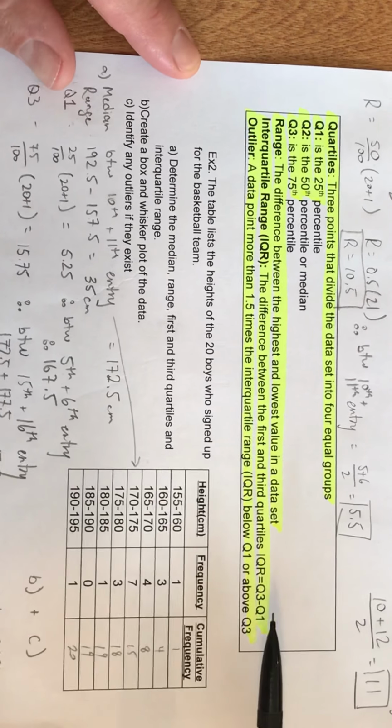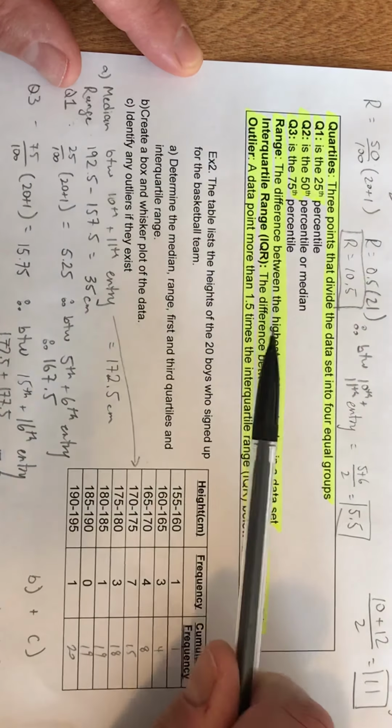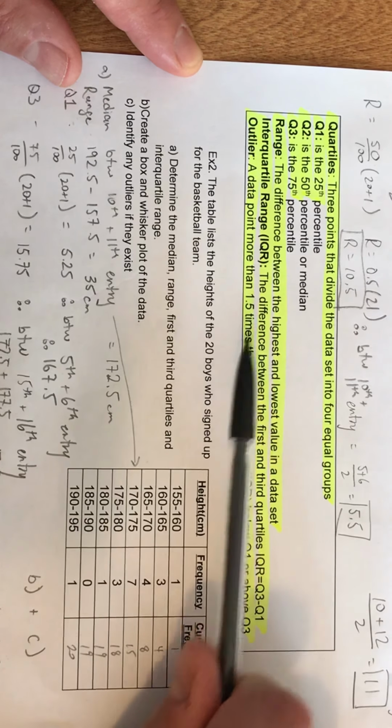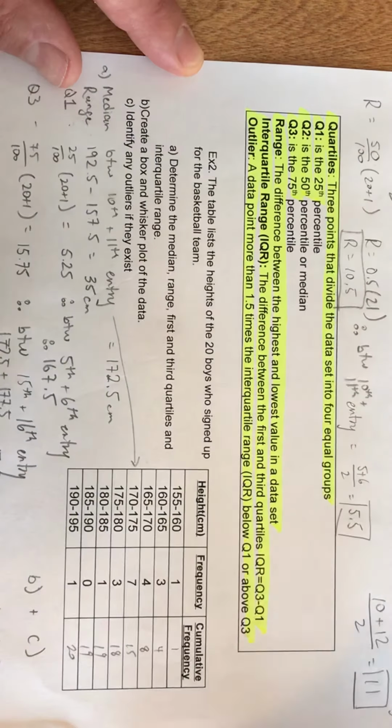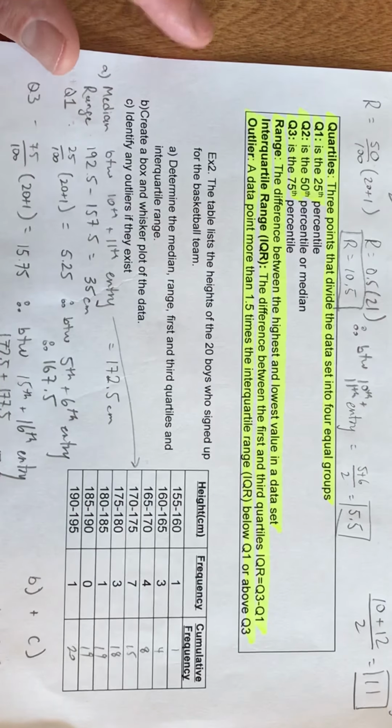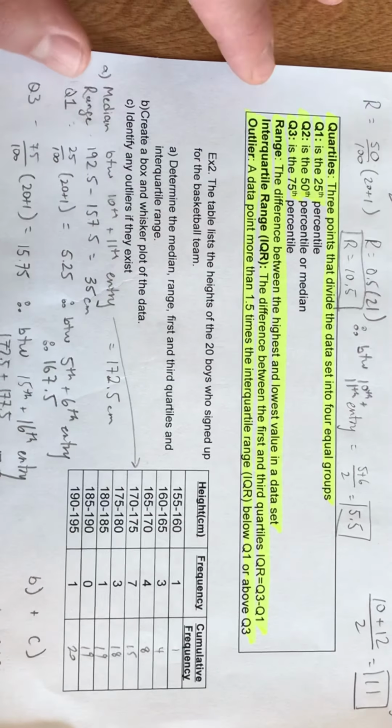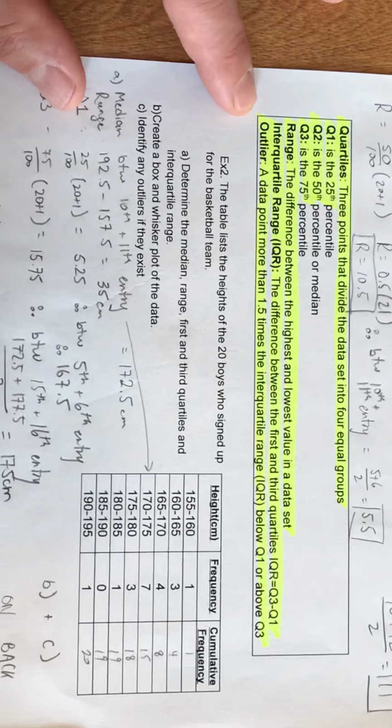And an outlier, we now have a definition for the outlier. It's a data point more than 1.5 times the interquartile range below the Q1 or above the Q3. So it's a value that's either super high or super low, 1.5 times the interquartile range.